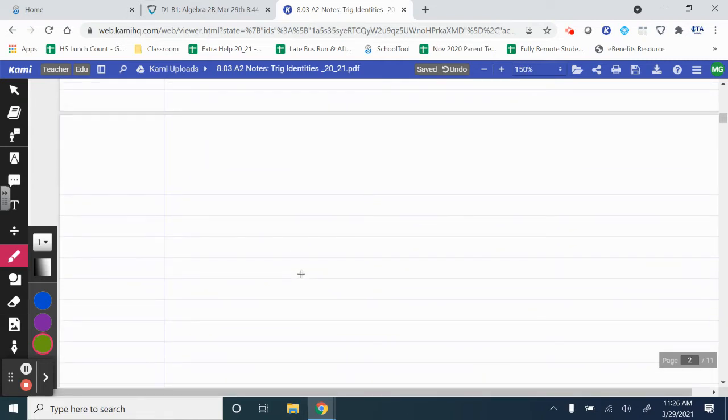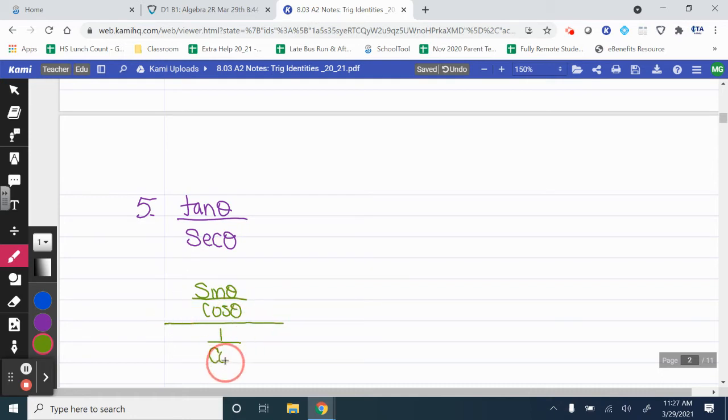Number 5. Tan theta over secant theta. All right, so pause your video here and rewrite everything in terms of sine and cosine. So tangent, we said, is sine theta over cosine theta, divided by secant theta, which is 1 over cosine of theta.